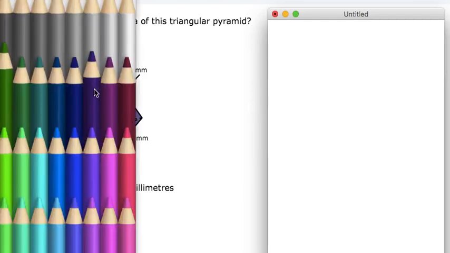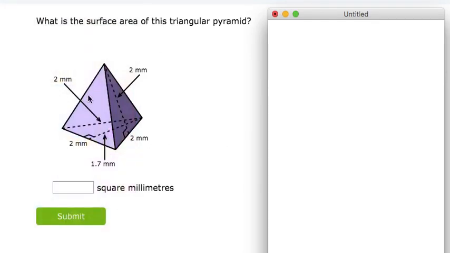Okay, let me make sure I've got the right colors. Nice purple here to match what we have in the diagram. So if I flatten it out, I've got the base in the middle, which happens to be a triangle. So let's draw that. Got a nice triangle in the middle.